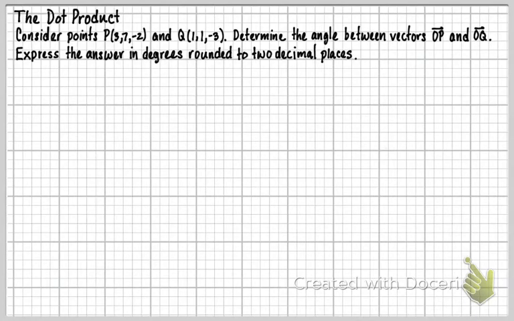Consider points 3, 7, -2 for P, and Q being 1, 1, -3. Determine the angle between vectors OP and OQ. Express the answer in degrees, rounded to 2 decimal places.